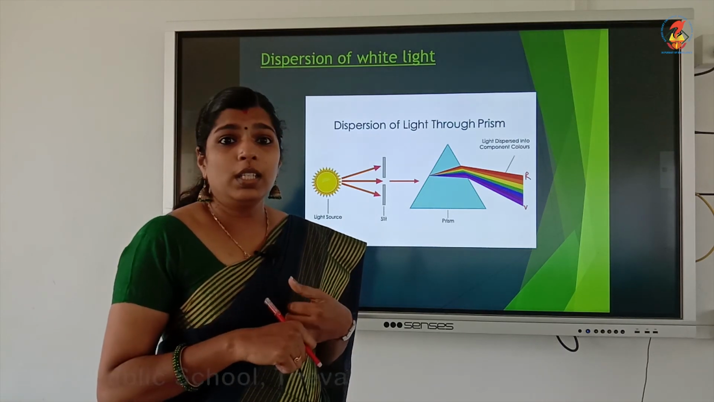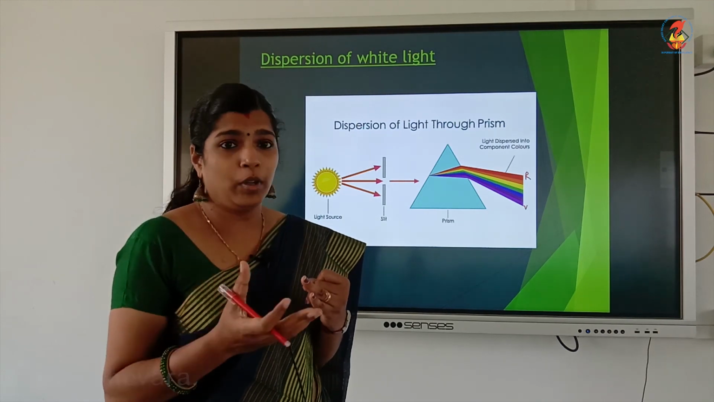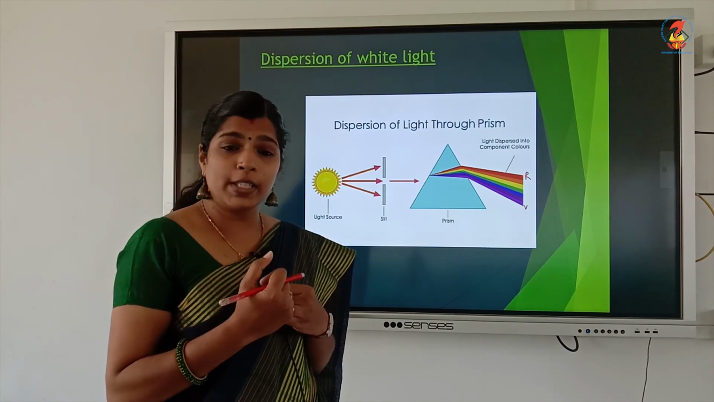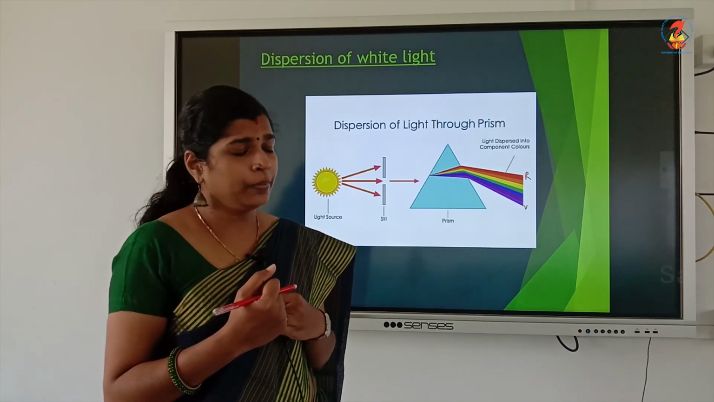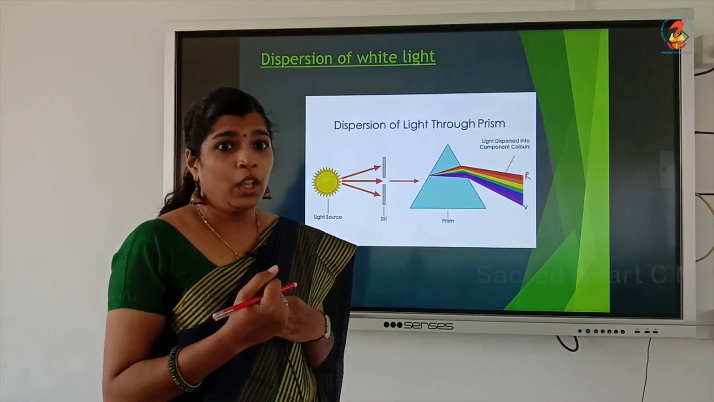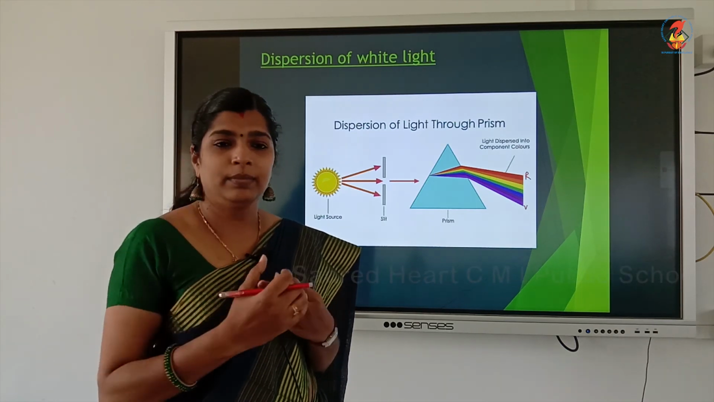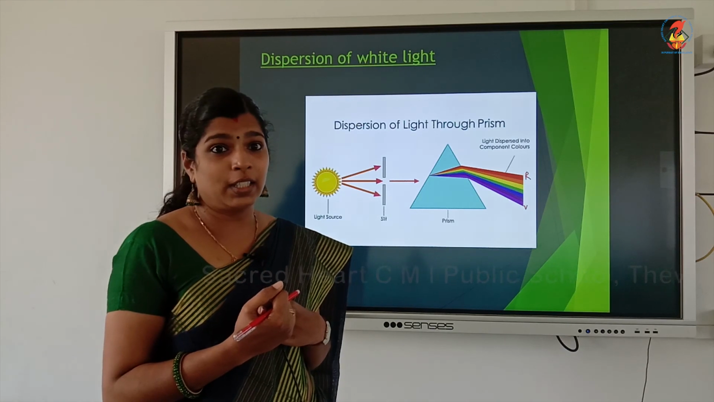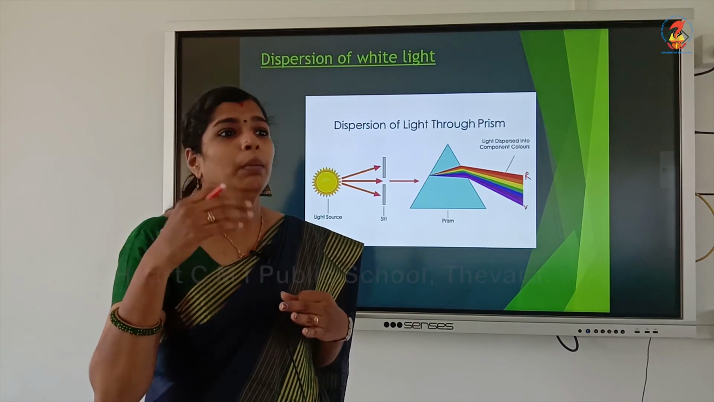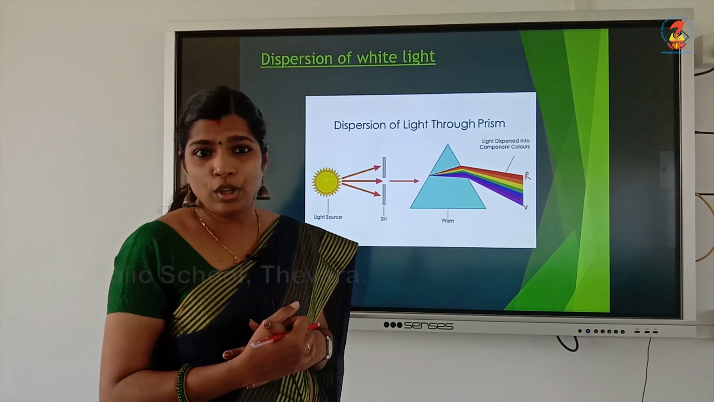Then you can see on a CD, the 7 colors are formed on the CD surface when it is exposed to sunlight. That is also an example of dispersion of light. When there is an oil spread on the road or on a water surface, or on a soap bubble, you can see the different colors, from violet, indigo, blue, green, yellow, orange and red. So, that is all due to dispersion of light.